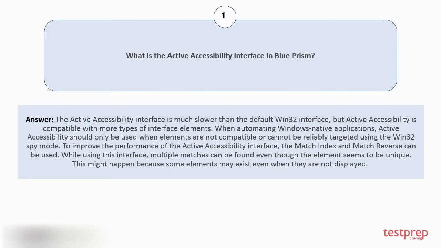To improve the performance of the Active Accessibility interface, the match index and match reverse can be used. While using this interface, multiple matches can be found even though the element seems to be unique. This might happen because some elements may exist even when they are not displayed.